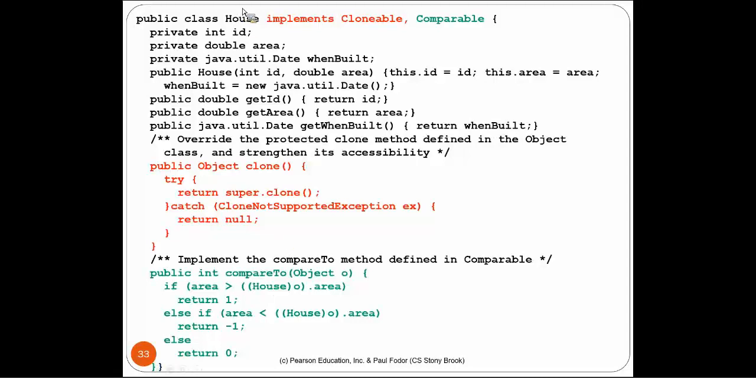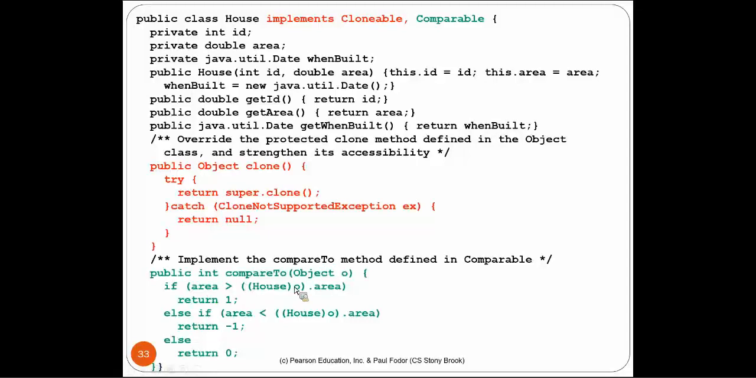So we can actually create another house using the clone method, which will call the superclass clone method, in our case the clone method in the object class. But instead of throwing the clone not supported exception, we can catch that and basically return null if it's not cloneable.